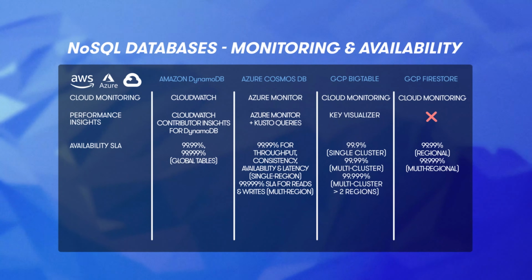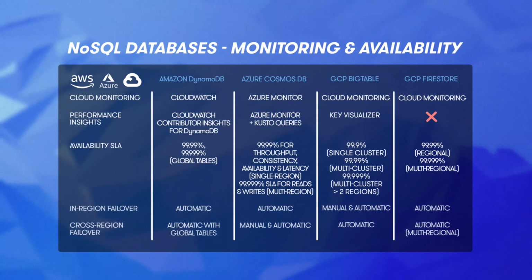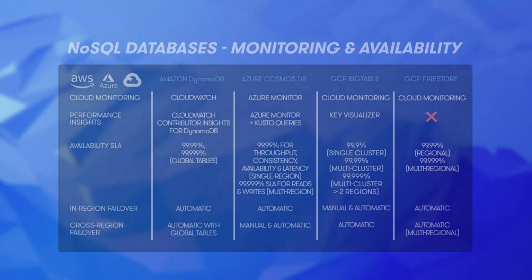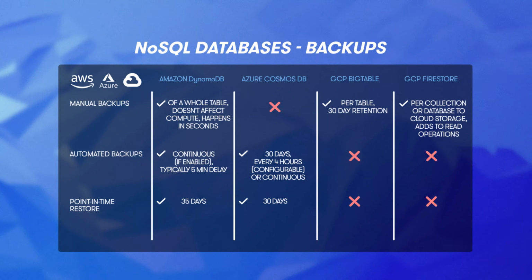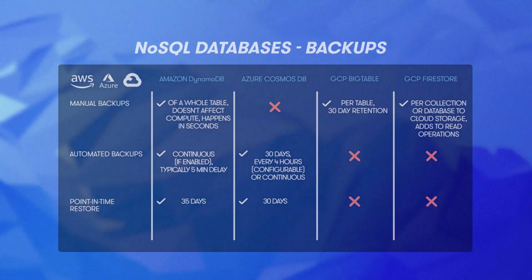CosmoDB is the only service to have SLAs for throughput, consistency, and latency. All services have cross-region automatic failover, with CosmoDB optionally allowing for manual failover. AWS and Azure are far and away in front when it comes to backups. Both DynamoDB and CosmoDB provide point-in-time restore capabilities and automated backups out of the box. Surprisingly, CosmoDB doesn't provide the ability to take manual backups, whereas DynamoDB allows for full backups in seconds without affecting performance. GCP Bigtable and Firestore both allow for manually triggered backups.